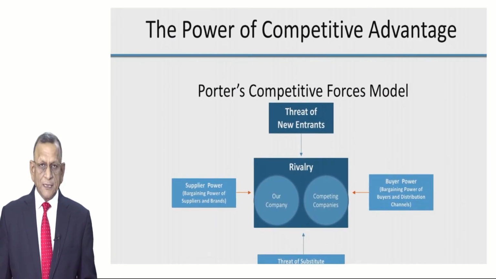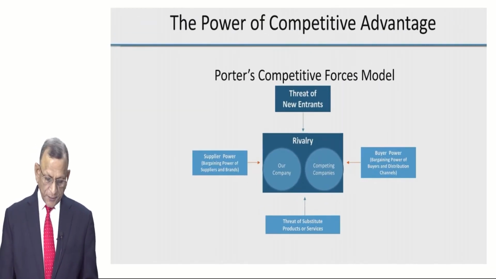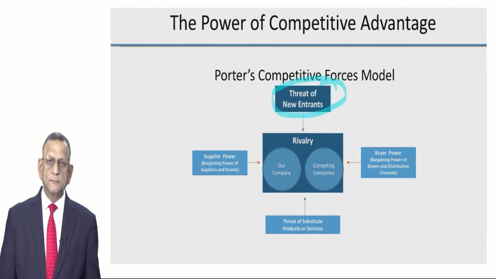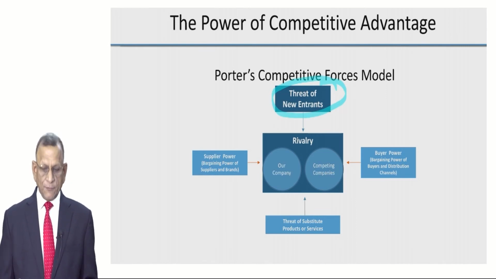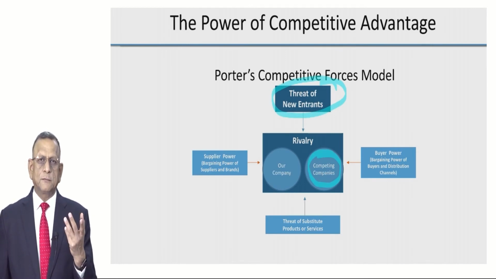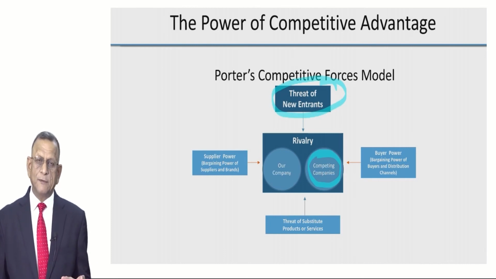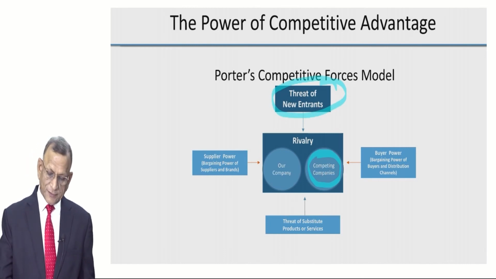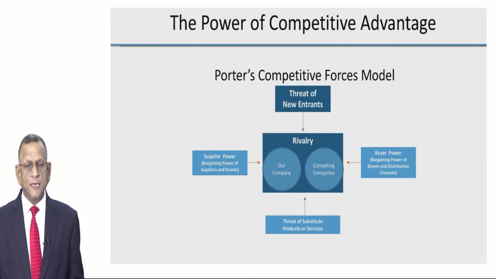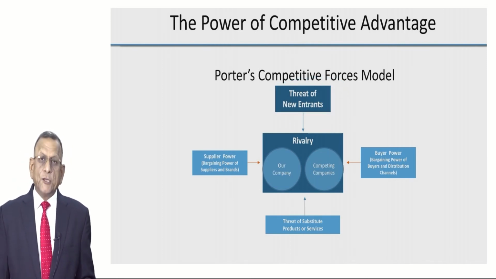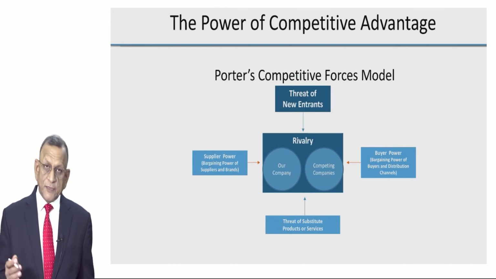Then the fourth component may be treated as threat of new entrant. You have existing companies competing within the industry. Now a new company may emerge. Right now Big Bazaar is there. Walmart is jostling; Walmart is trying to capture the market and has entered India. So it's a threat of new entrant. If Walmart comes to India, then obviously it will be a great threat for other players within the industry.